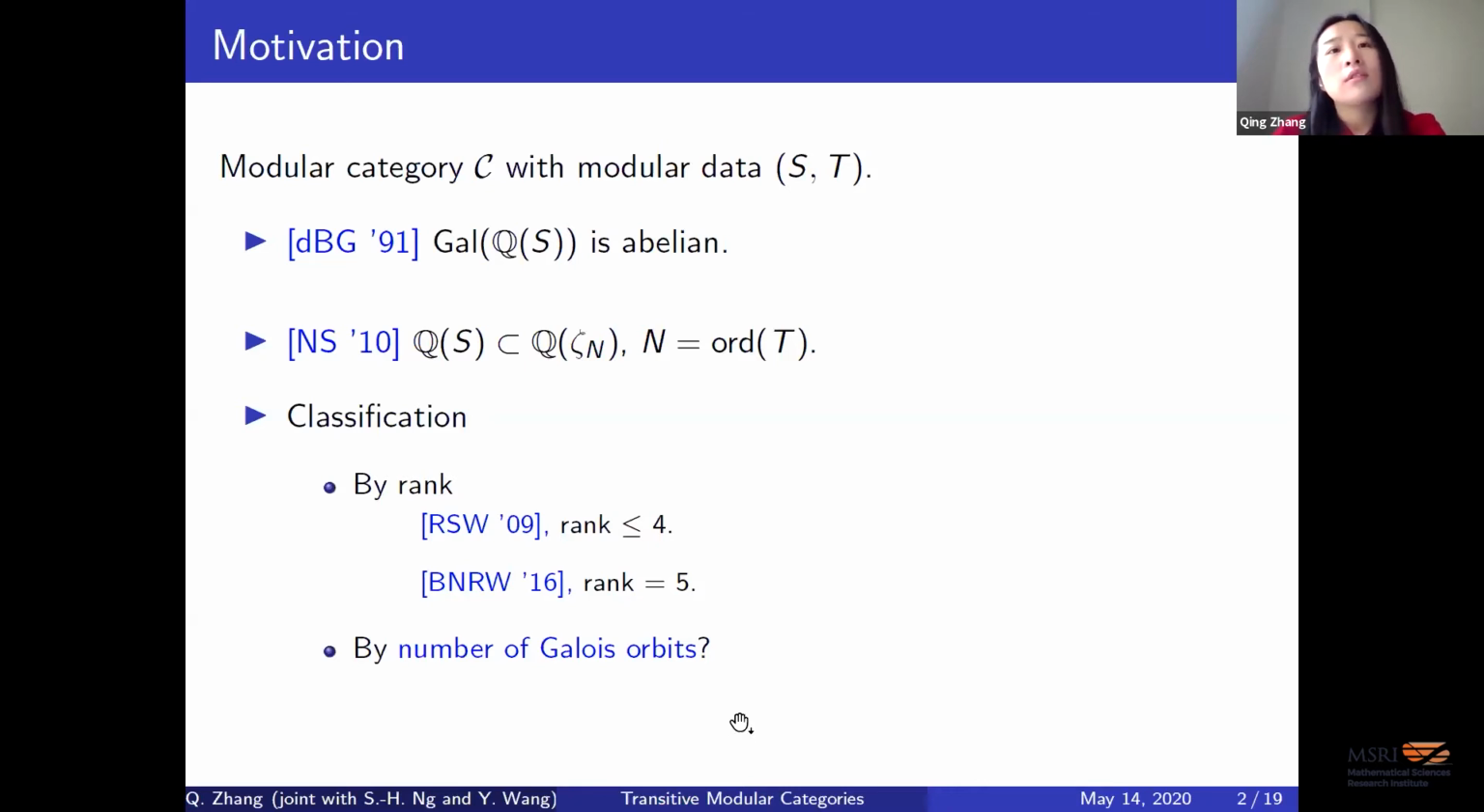Before talking about such modular tensor categories, I want to first introduce some known results from the representation of SL2Z of a modular tensor category. From there, we will see the S and T matrices sit inside a certain cyclotomic field. And after that, I will talk about how the Galois group acts on the set of simple objects. So let's begin.